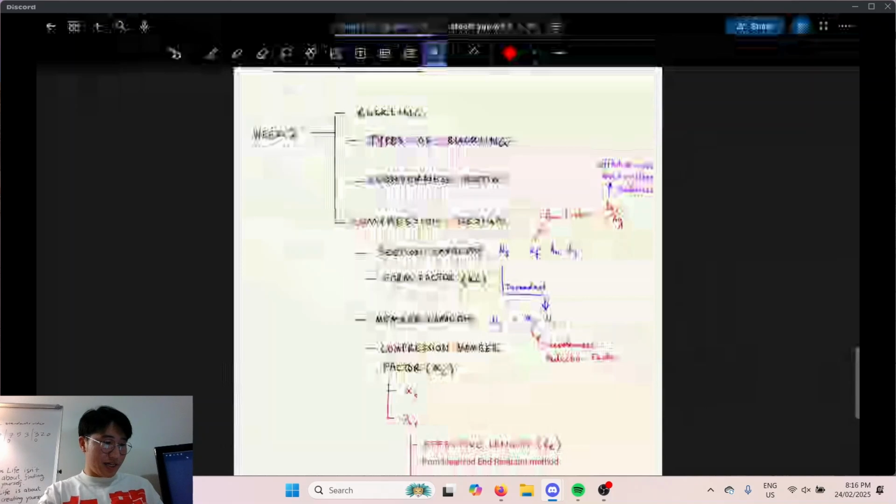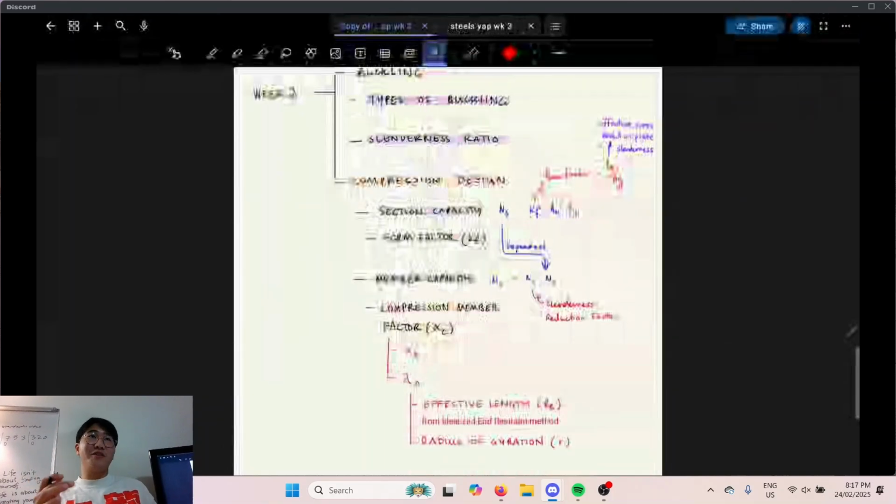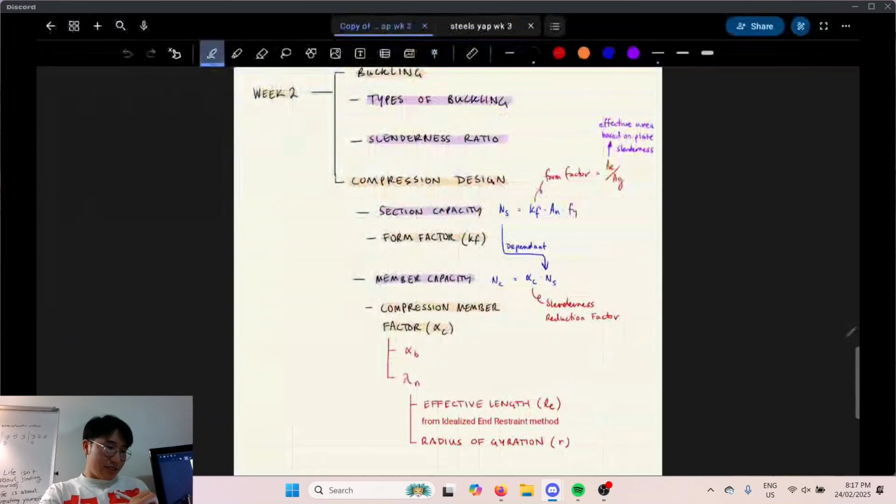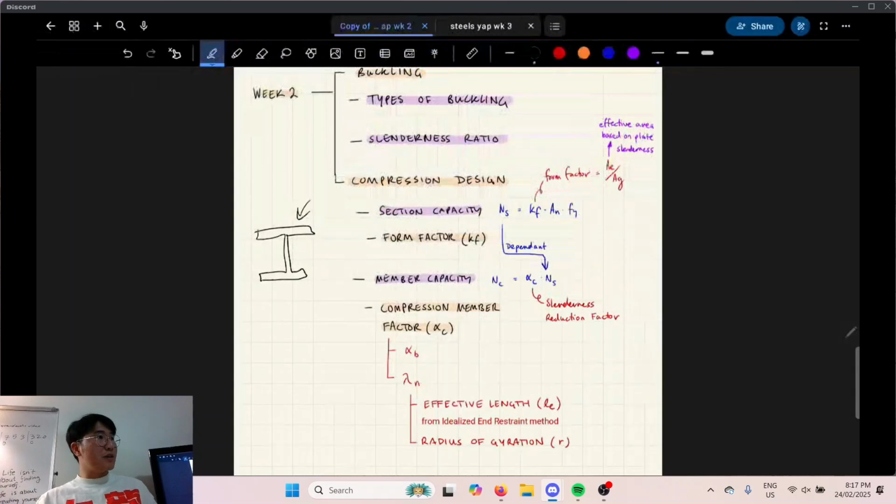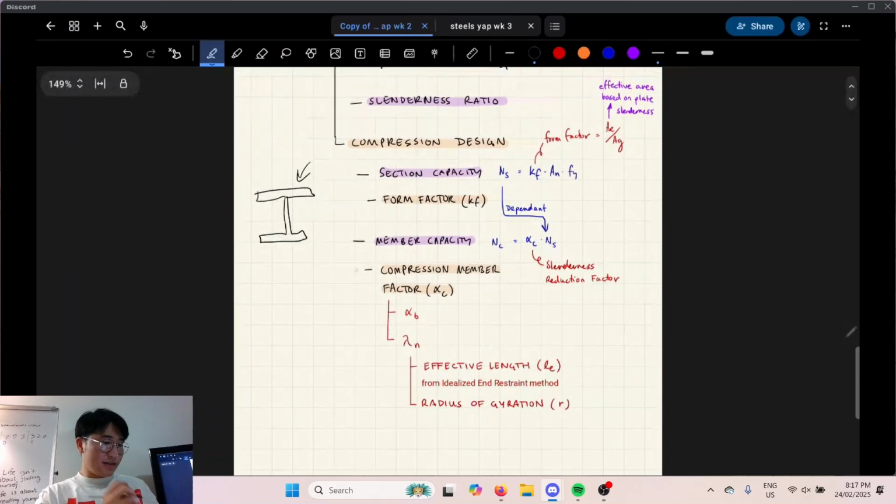There are 2 parts to it: the section capacity and member capacity. The TLDR is section capacity is to do with your cross section, how strong it is. That's what we did in week 1 with tension. We had 2 versions of calculating how strong the section was based on different failure criteria. In week 2, there's one method for calculating section capacity. However, it covers 2 failure modes. I'll explain that later. And then next is member capacity, and this is largely to do with buckling failure.